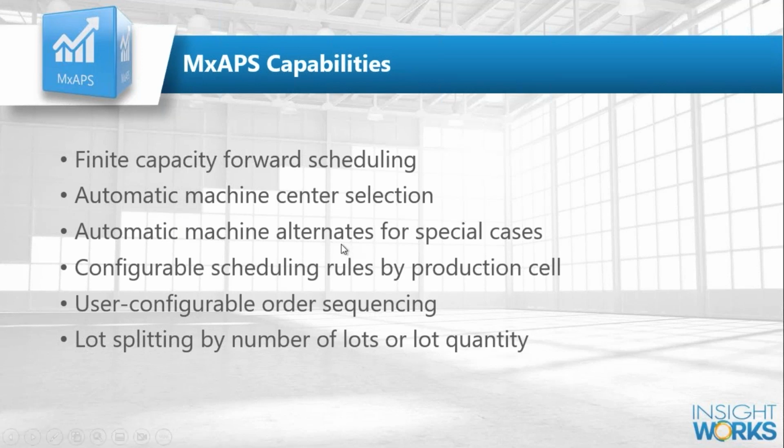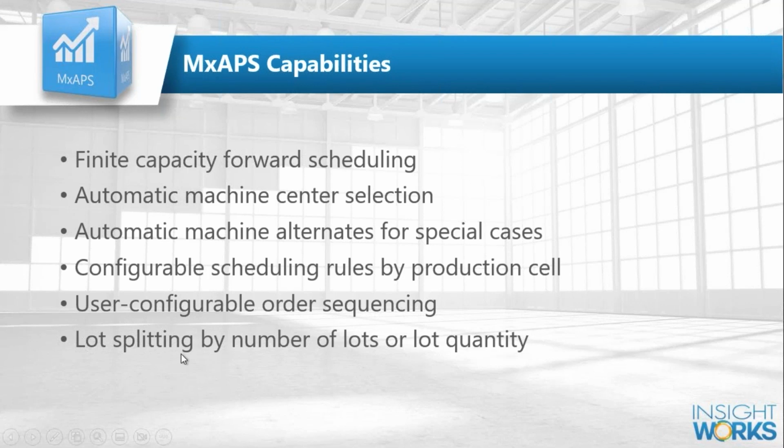And there are alternates for special cases. I'll talk about this more in the demo, but if we want to do subcontracting, the system can automatically select subcontracting as the best possible approach to generate the schedule that makes sense for you. And then, we've got configurable rules. I'll talk about that in the demo, and we can do it by production cell, all sorts of things we can do there.